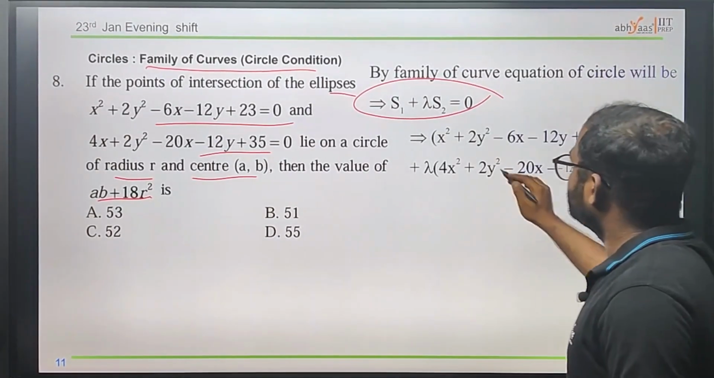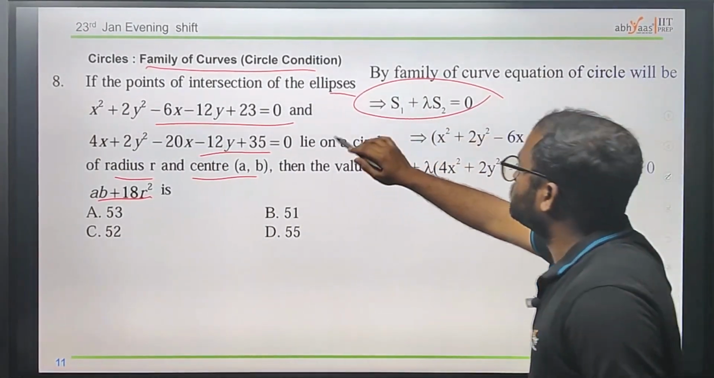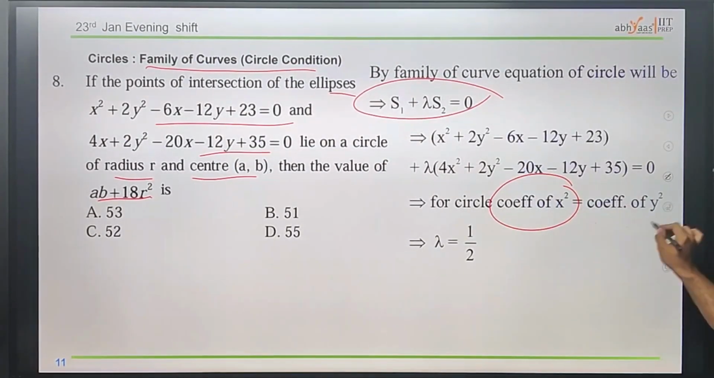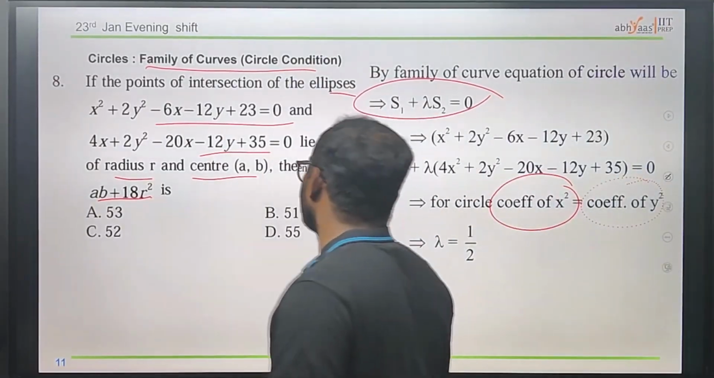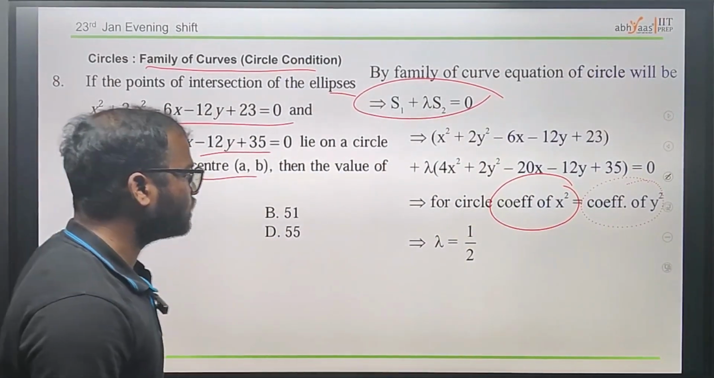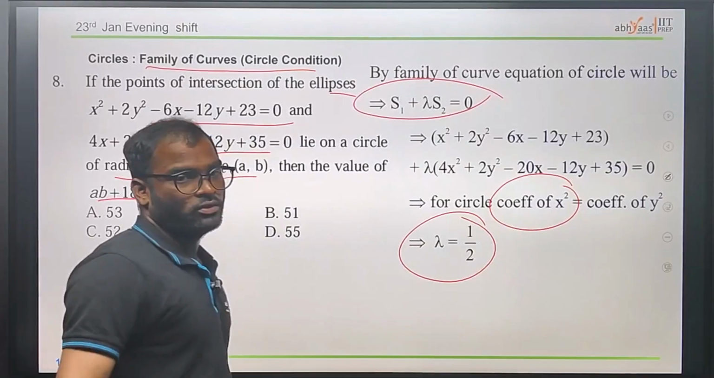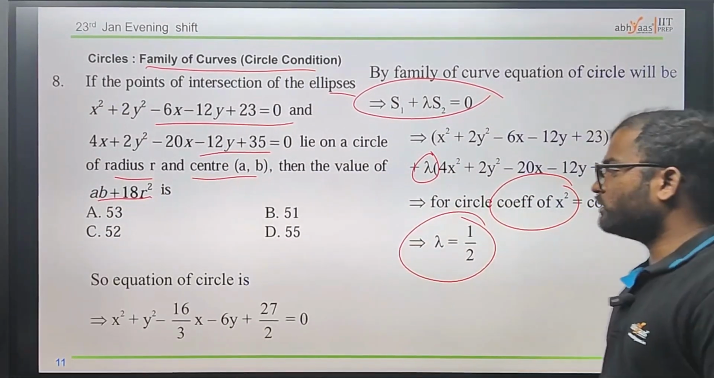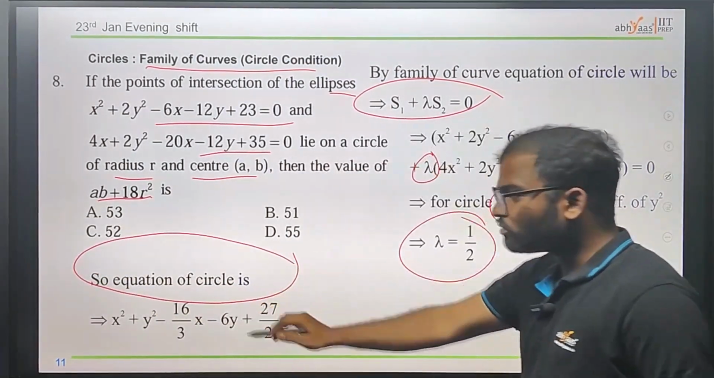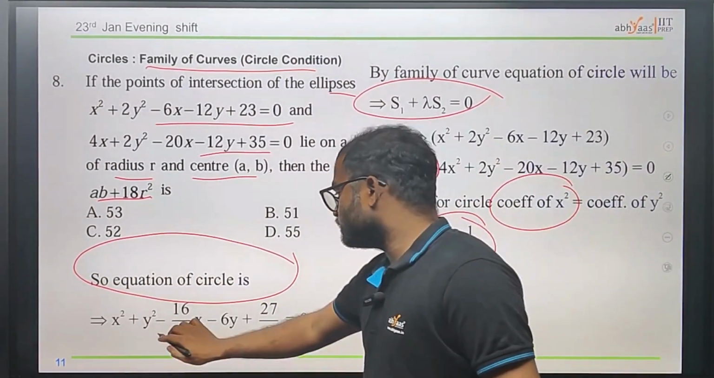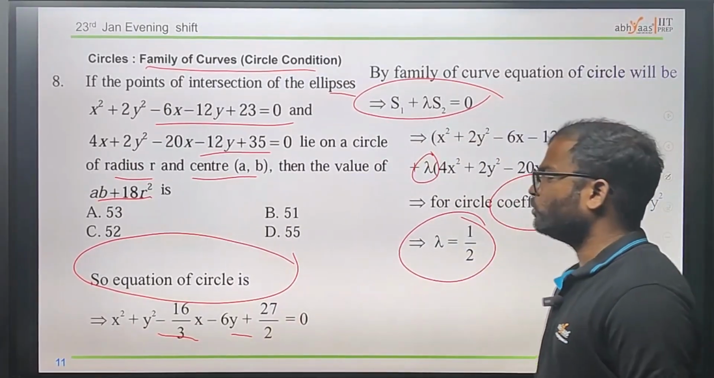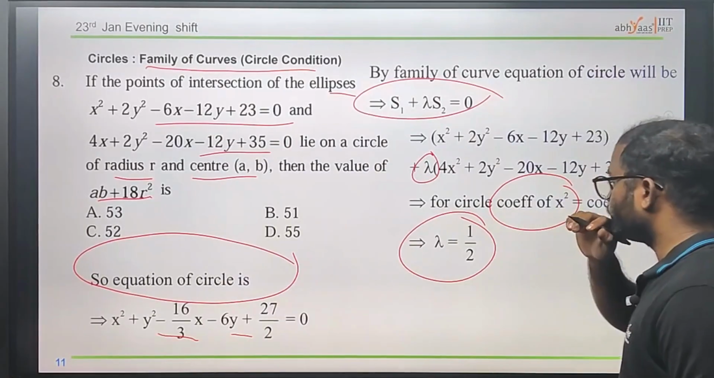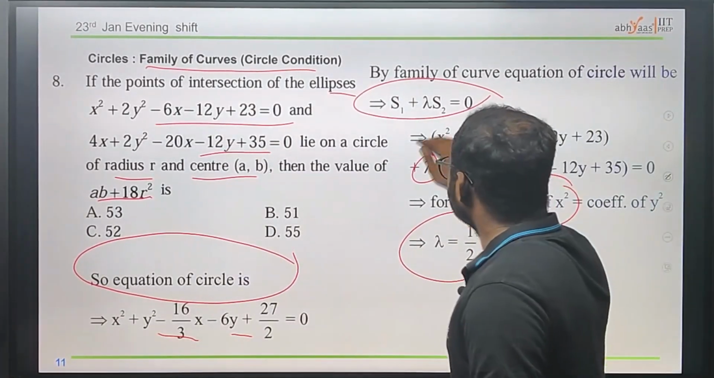Just substituting those equations in this, we will have this one. For a circle, the coefficient of x square is equal to the coefficient of y square. Just using that, we can easily find the lambda value. Next, by using the equation of the circle, we have x square plus y square minus 16x minus 6y plus 27 by 2. Substituting those values and the lambda value, we get the equation of this circle.